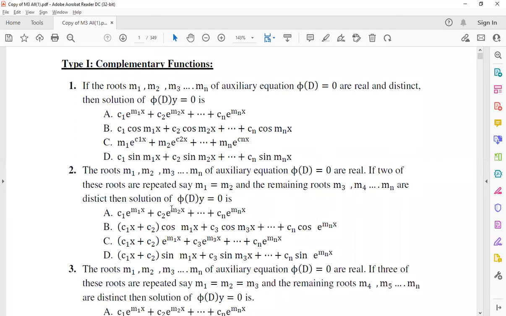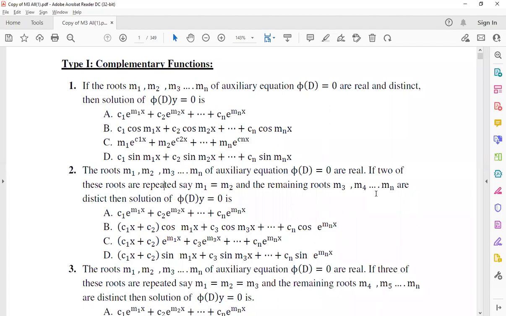Next, the roots m1, m2, mn are real. Okay, so the roots are real, but two of these roots are repeated. Say m1 is equal to m2, and the remaining are distinct. Then the solution is. Do you remember for real and repeated? It is repeating twice, right? So two constants get collected. How do they get collected?